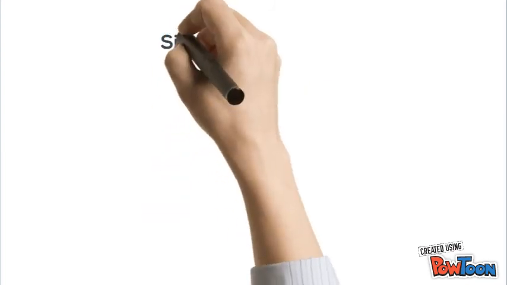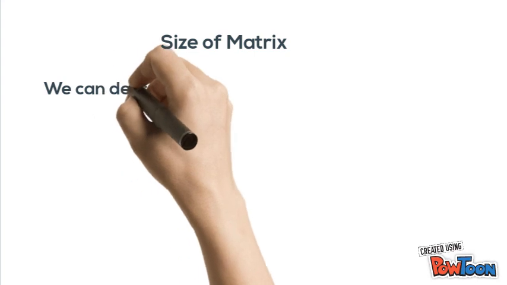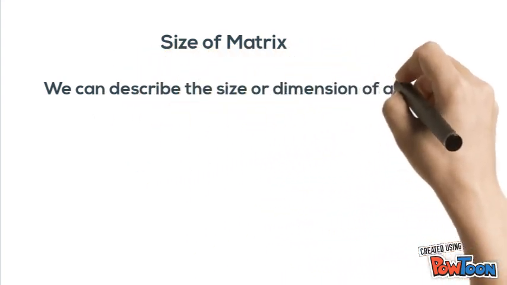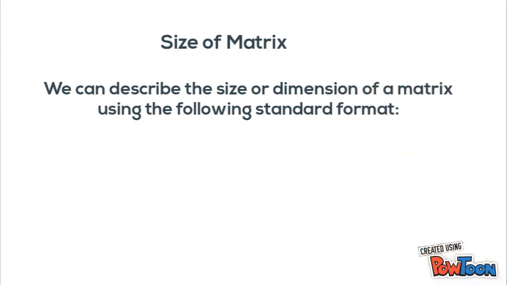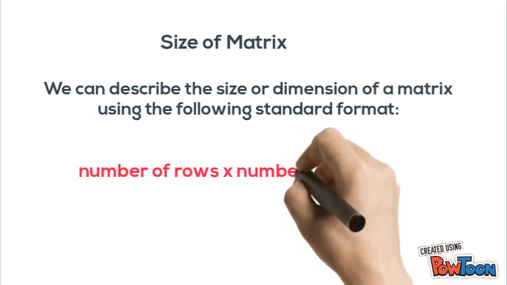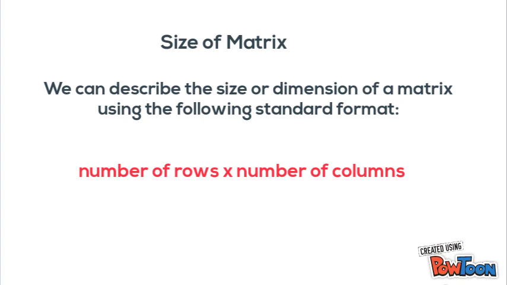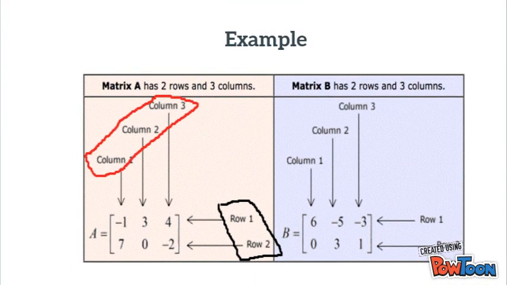Now let's talk about the size of a matrix. We can describe the size or dimension of a matrix using the following standard format: number of rows into number of columns. Let me show you one example. In this figure there are two matrices. Matrix A has 2 rows and 3 columns, and matrix B also has 2 rows and 3 columns.